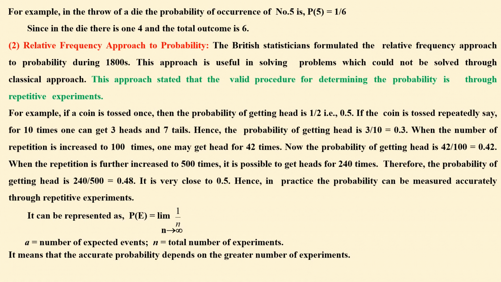This is for an example. Hence, the probability of getting head is 3 by 10 equal to 0.3. When the number of repetition is increased to 100, one may get head 42 times. Now the probability of getting head is 42 by 100, 0.42. When the repetition is further increased to 500 times, it is possible to get more heads, that is 240 times. Therefore, the probability of getting head is 240 by 500 equal to 0.48. From 0.42 it increases to 0.48. It is very close to 0.5. Hence, in practice, the probability can be measured accurately through repetitive experiments.